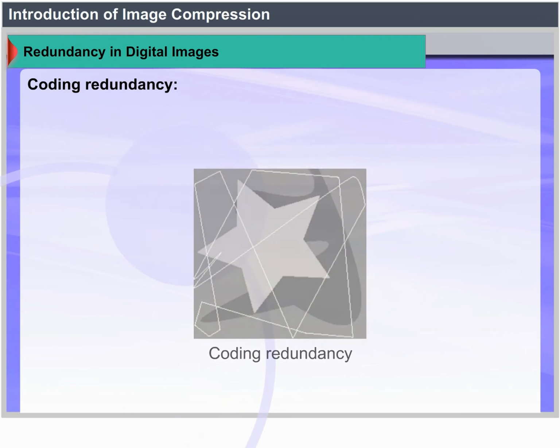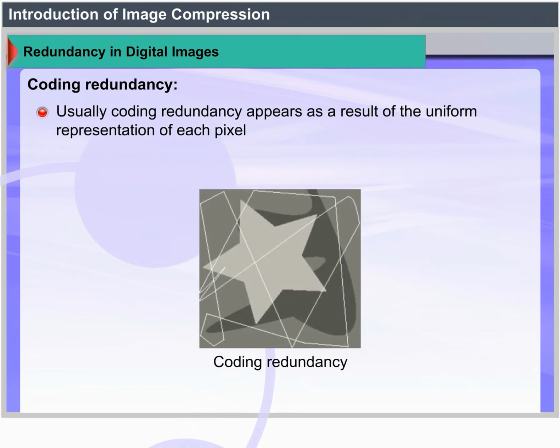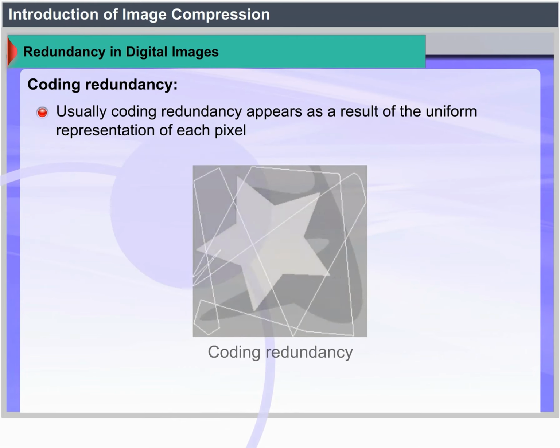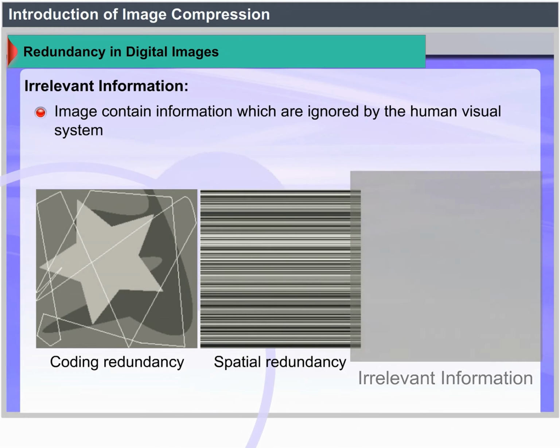Coding redundancy usually appears as a result of the uniform representation of each pixel. Spatial/temporal redundancy, because adjacent pixels tend to have similarity in practice. Irrelevant information: the image contains information which is ignored by the human visual system.